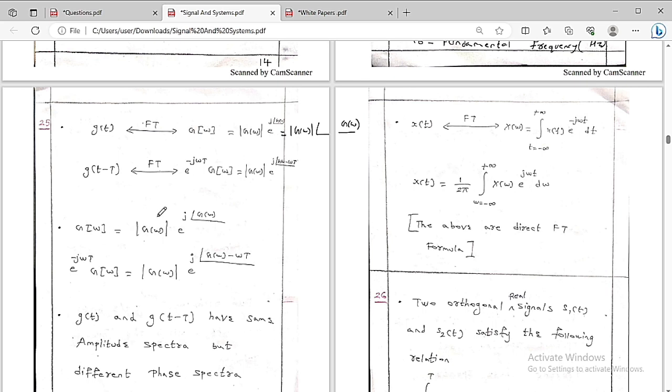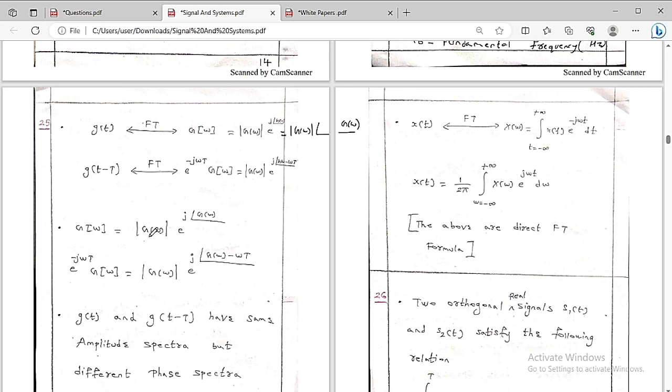So G of omega is equal to mod of G of omega into e to the power of j times the angle of G of omega, and e to the power of minus j omega T into G of omega has the magnitude mod of G of omega into e to the power of j times the angle of G of omega minus omega T. So these two angles are going to get added. Magnitudes are going to get multiplied and phase angles are going to get added, as I already told in the polar format.